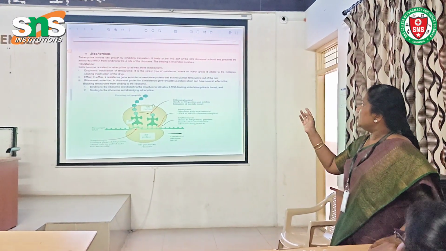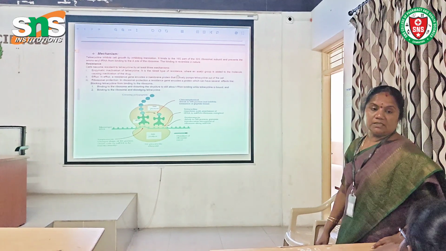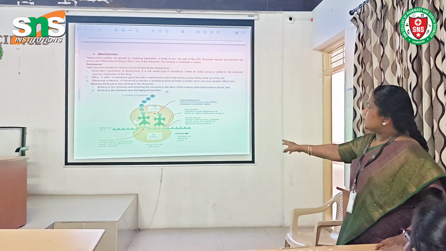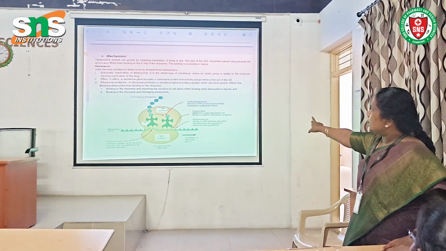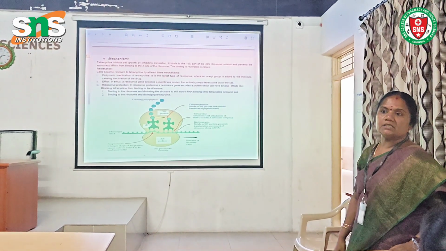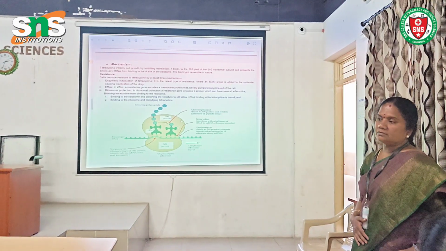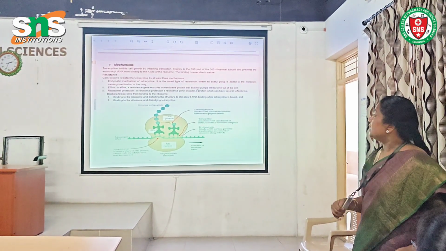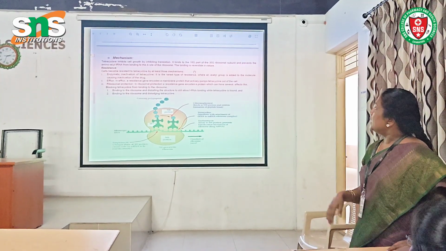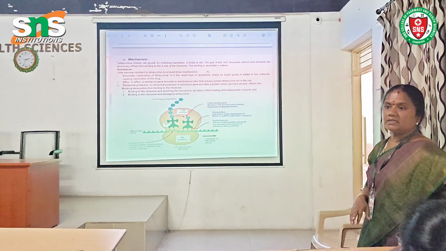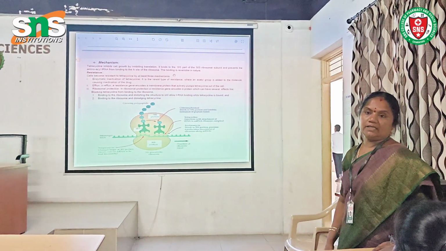We have chloramphenicol, which also inhibits peptide synthesis. This picture depicts where the tetracycline is going to interfere in protein synthesis. So what is the unit? It is the 30S ribosomal subunit. And the enzyme is aminoacyl-transferase enzyme. And which step? From the transfer RNA to the messenger RNA. And the step is called translation. So this is the mechanism.